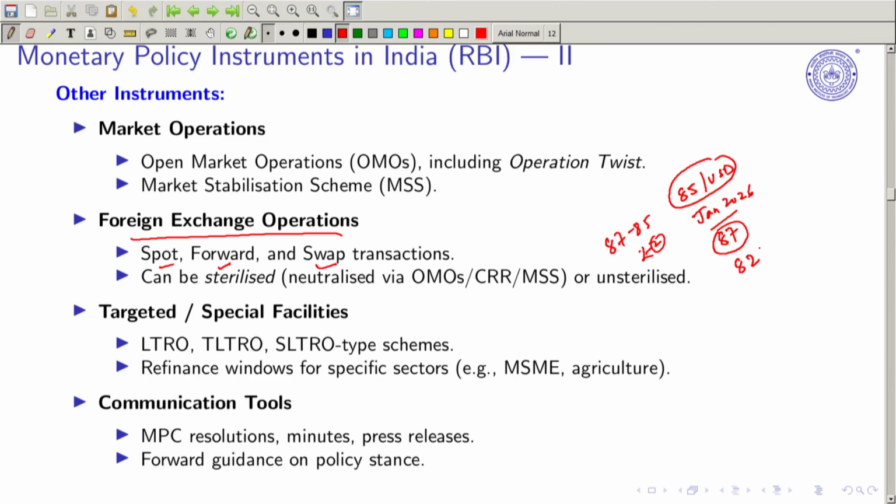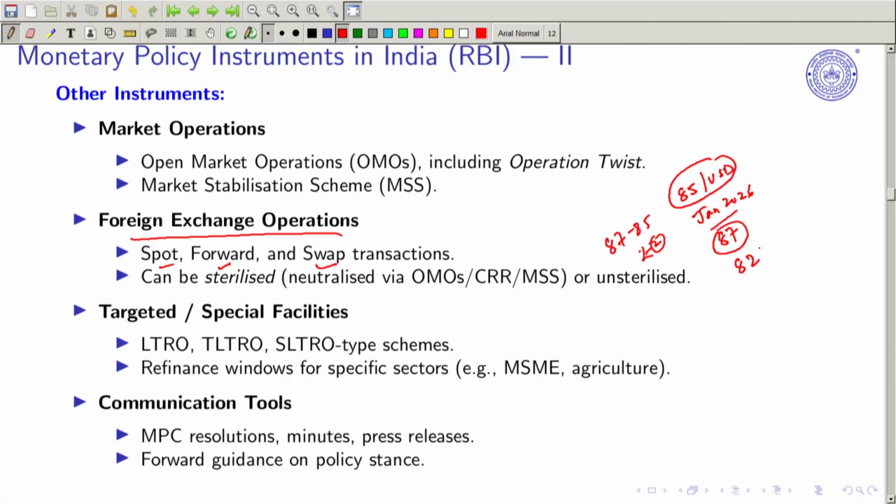Open market operations, cash reserve ratio, and market stabilization schemes are also called sterilization measures. Sterilization measures say that you have increased the money supply and you see inflation rising. As a result, it becomes very difficult to manage. So what you do is sterilize the price increase by either increasing the cash reserve ratio of the banks, or forcing the banks to borrow through the market stabilization scheme, or buying and selling government securities. Basically you are taking extra liquidity out of the market. That is called sterilization.